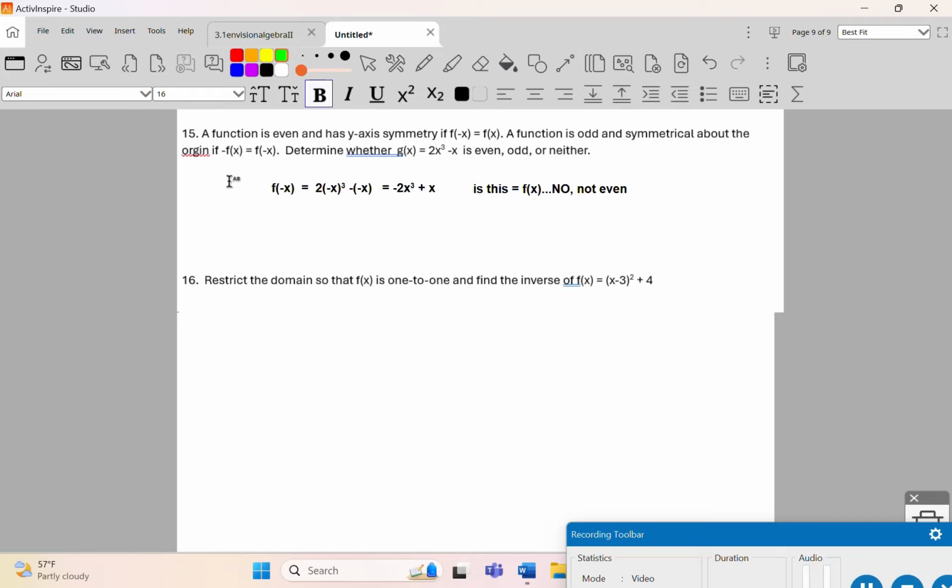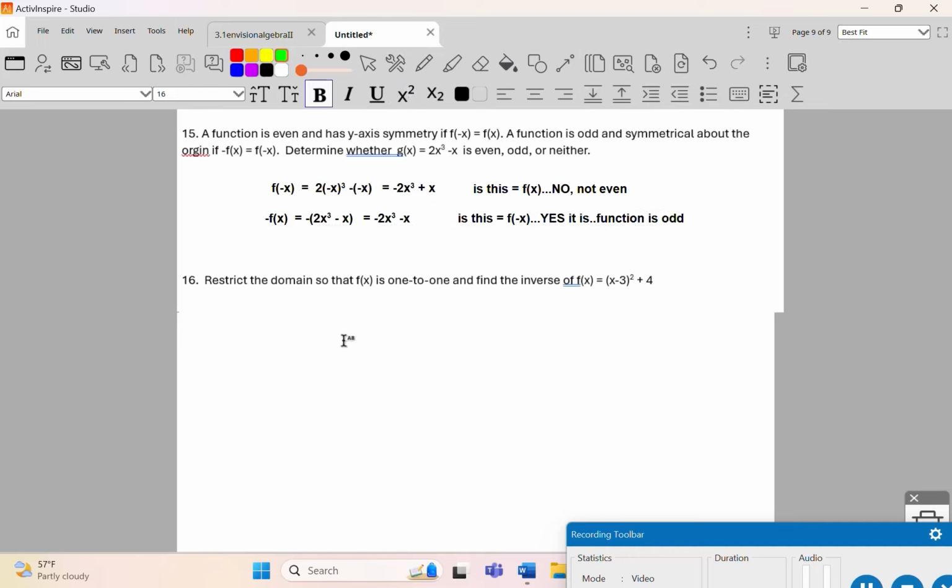I also have to find negative f of x. That means to take the original function and just wrap it in a negative 1 and see what you get. If I distribute that negative, I get negative 2x to the third power plus x. So I say, is this equal to f of negative x? Yes, it is. The function is odd.